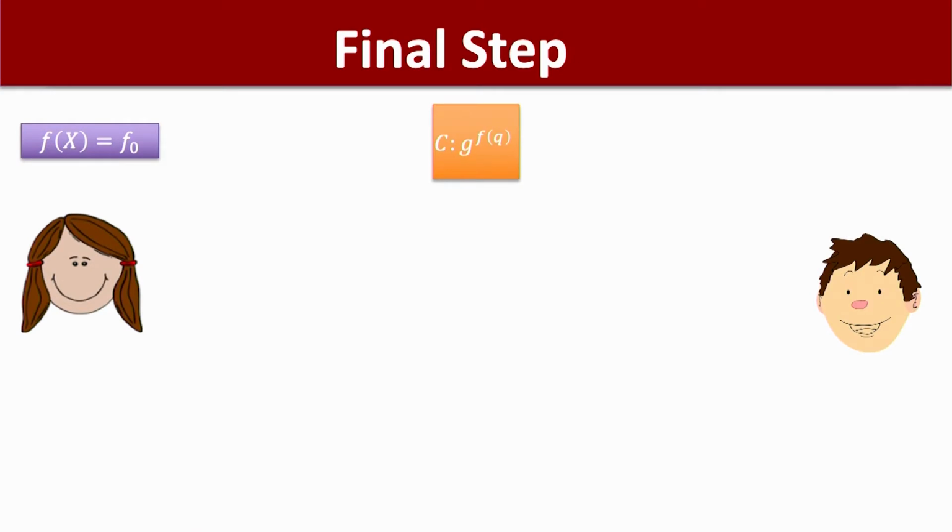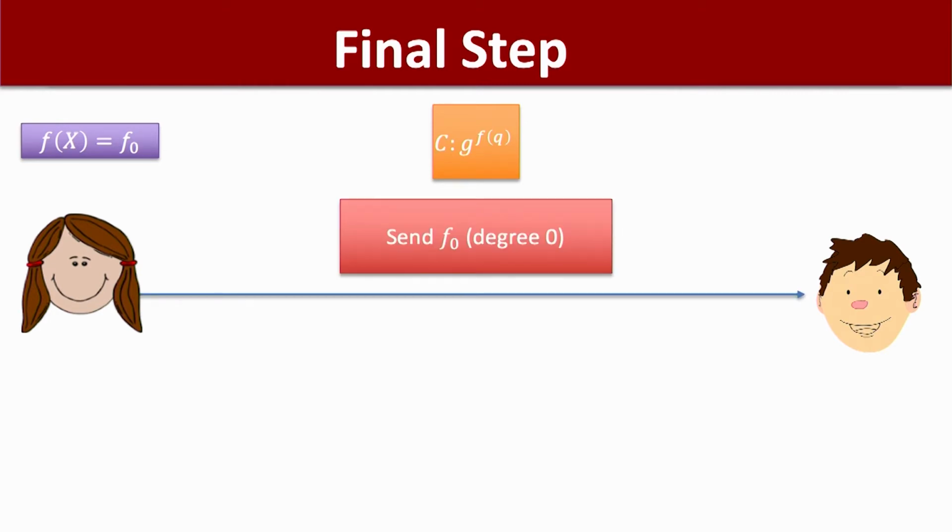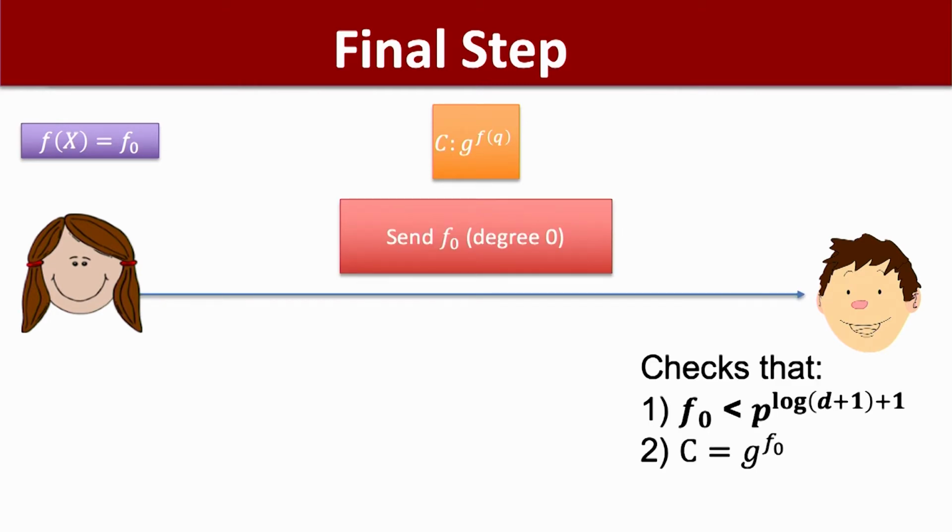But then how does the final step of the protocol work? Well, the prover now has a commitment to just a constant degree polynomial, and it just sends over that constant. And then the verifier, very importantly, needs to check that this constant is small enough. So why does it need to do that? Well, basically, it needs to decode it and check that, in fact, this is a constant polynomial. And the way to do that is simply to check that f0 as an integer is small. And then you can check that c is equal to g to the f0.